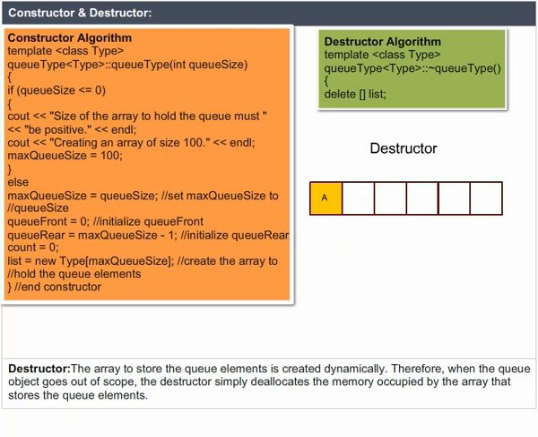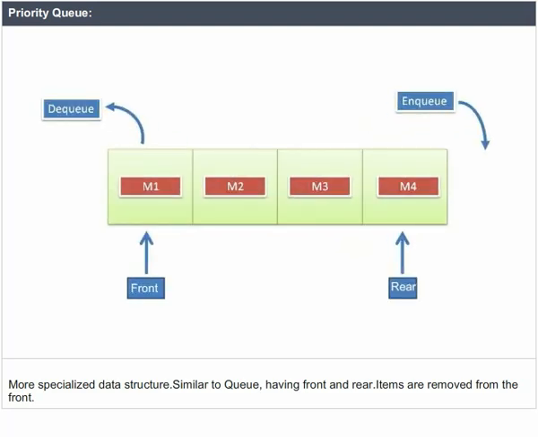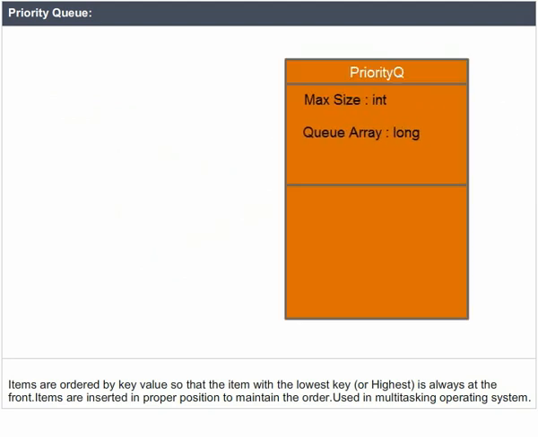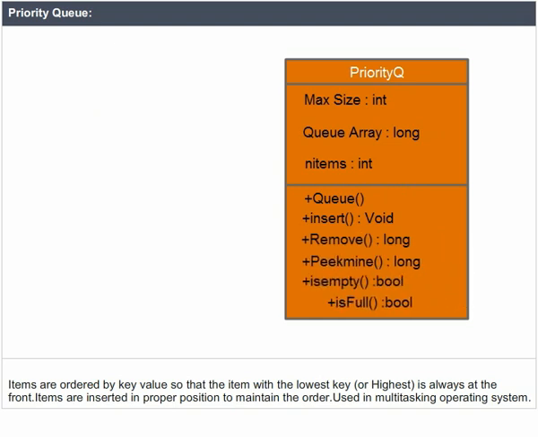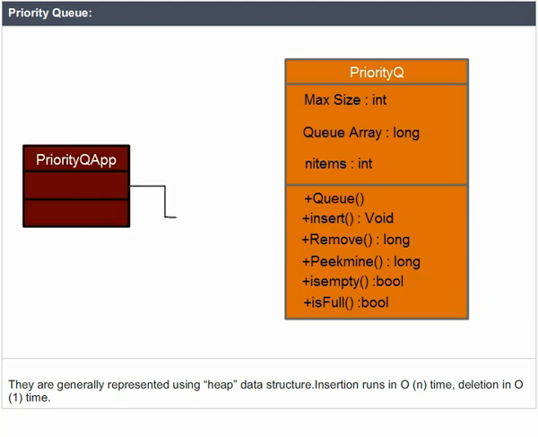Priority queue. More specialized data structure. Similar to queue, having front and rear. Items are removed from the front. Items are ordered by key value so that the item with the lowest key or highest is always at the front. Items are inserted in proper position to maintain the order. Used in multitasking operating systems. They are generally represented using heap data structure. Insertion runs in O of n time. Deletion in O of 1 time.